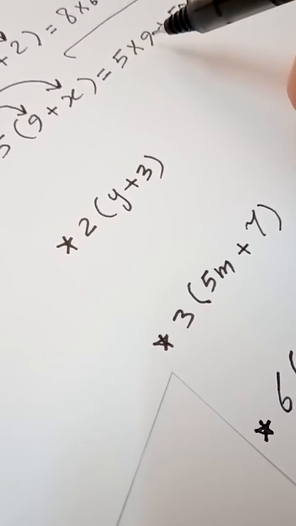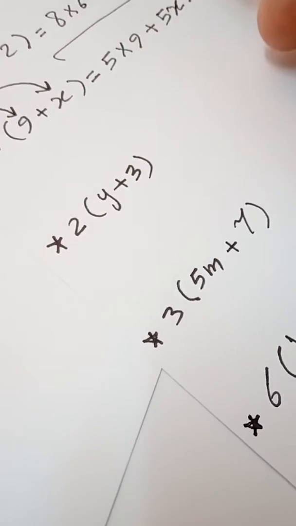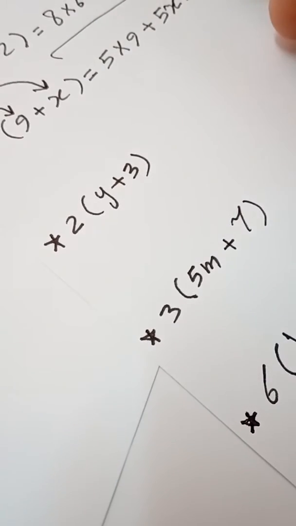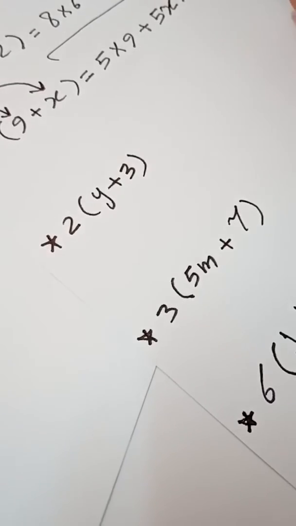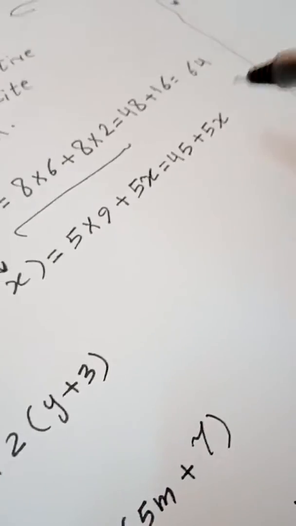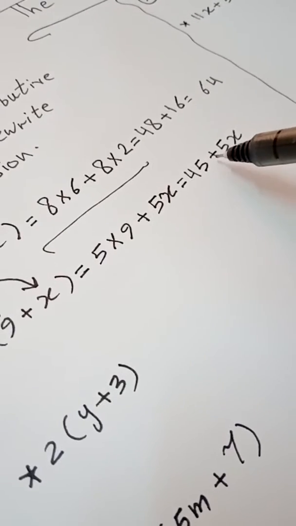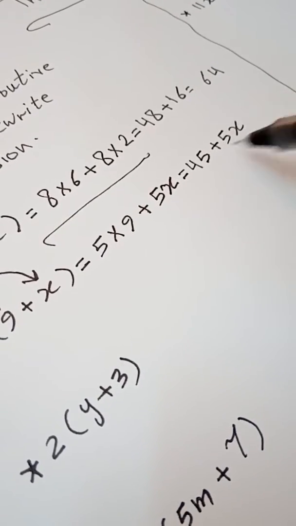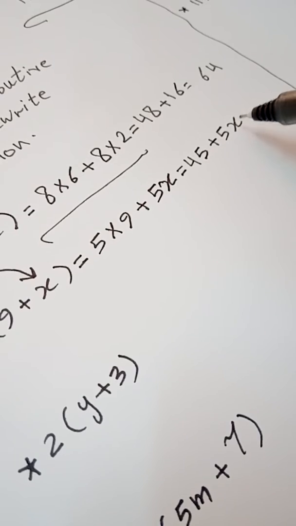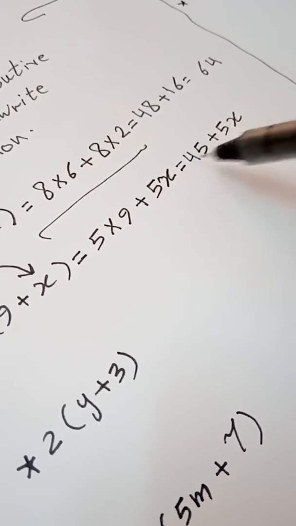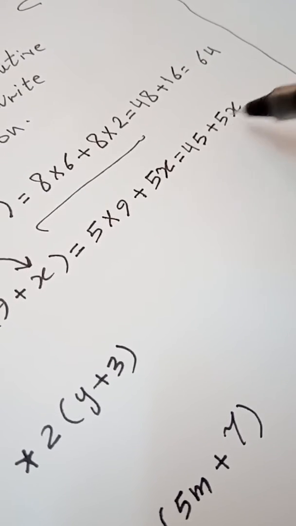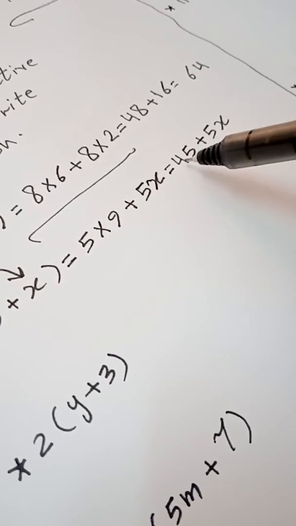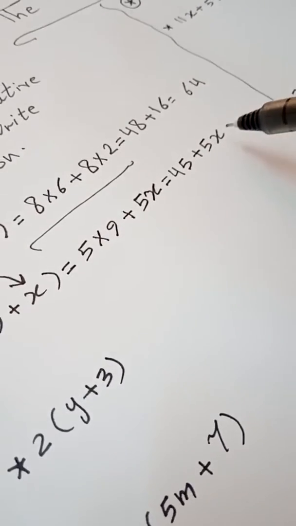Now 5 times 9 will be 45, plus 5x. I cannot add 45 plus 5x. Why? Because this term includes the variable x and this term is just a whole number. So I cannot add the two terms here because they are different. So this is the last answer, 45 plus 5x.